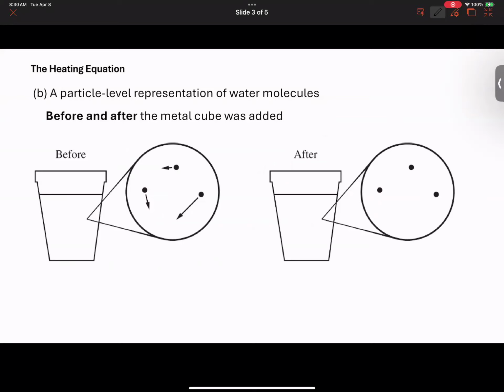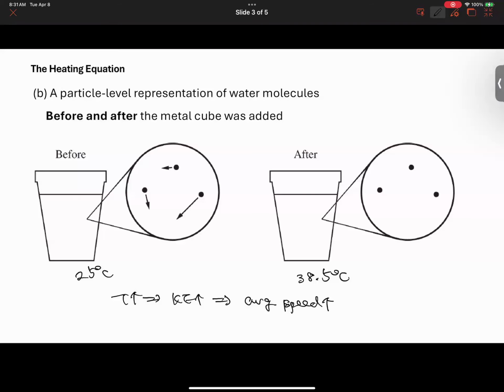And when the final temperature is given, now let's draw the particle level representation of water molecules before and after the metal cube was added. Initially the temperature was 25 degrees C. After the hot metal cube at 100 degrees was added, the water temperature increased to 38.5 degrees C. When temperature goes up, kinetic energy increases. Kinetic energy is related to thermal energy.